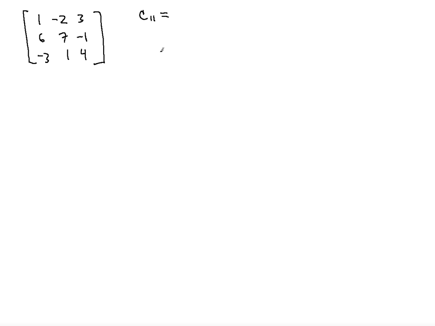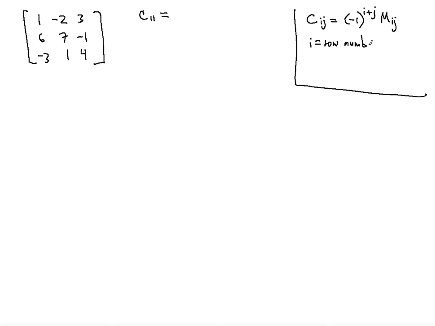Before you do that, let's understand. So I'm going to put the rule here. The cofactor C of ij is going to be equal to negative 1 to the power of i plus j times M of ij. i is the row number, j is the column number.